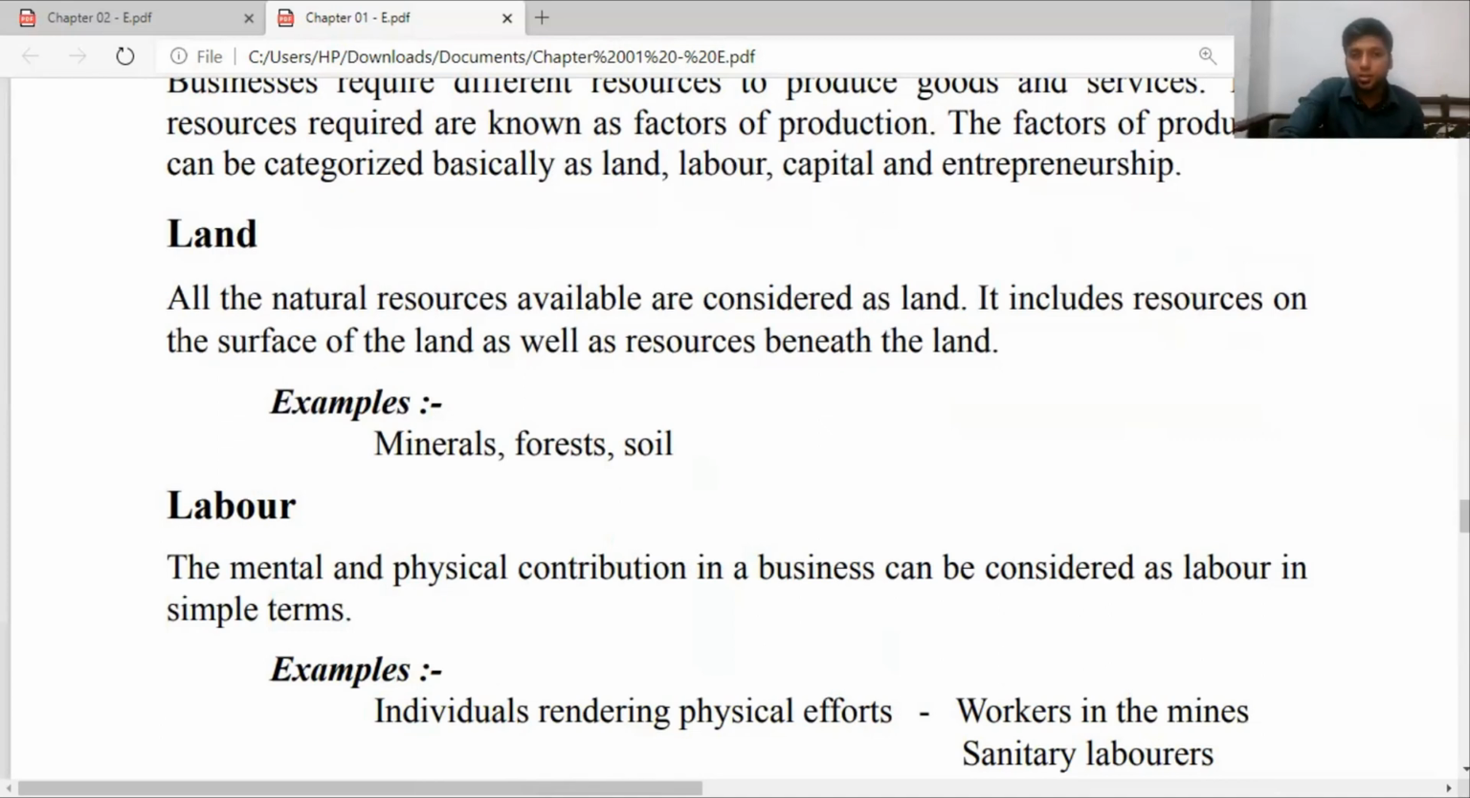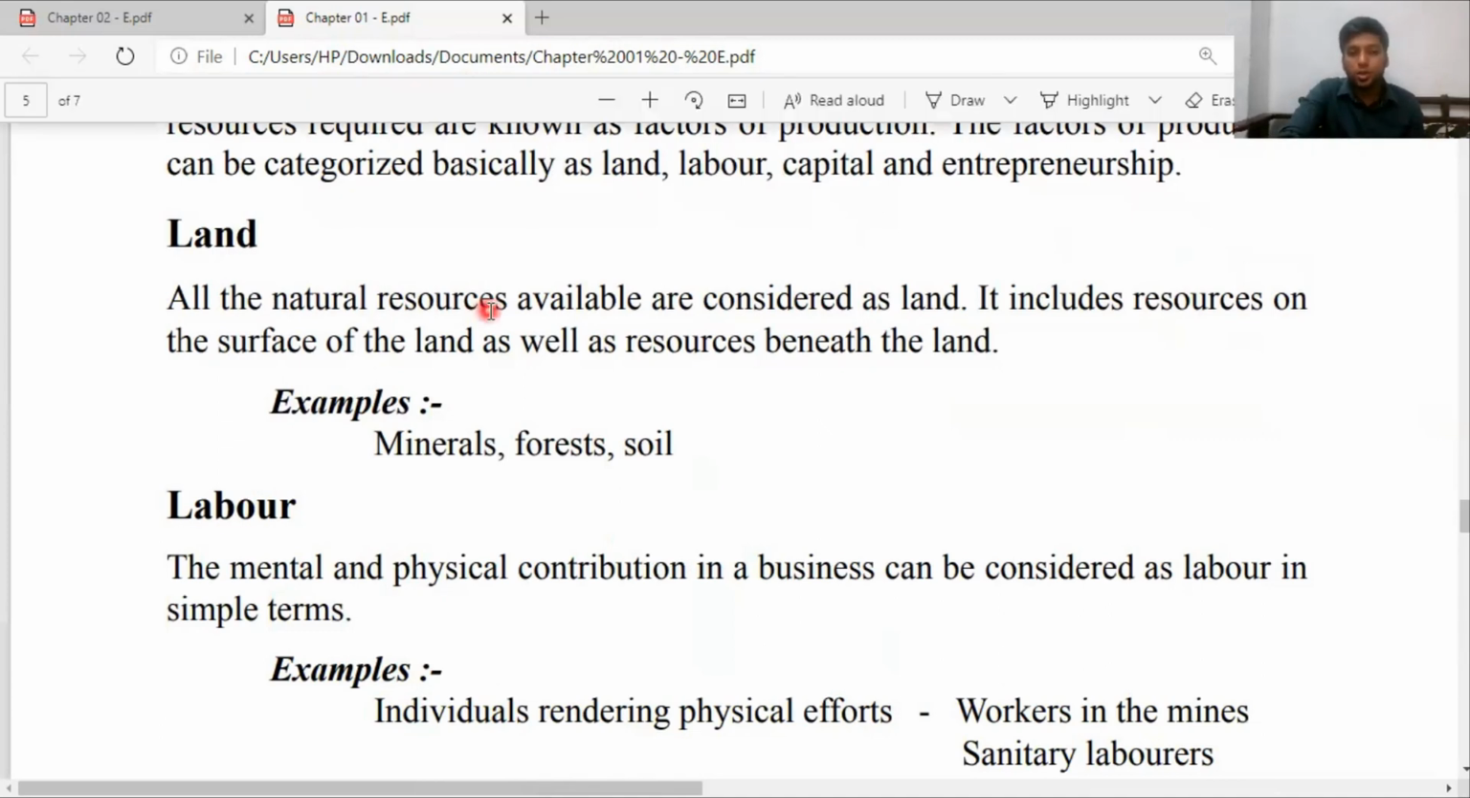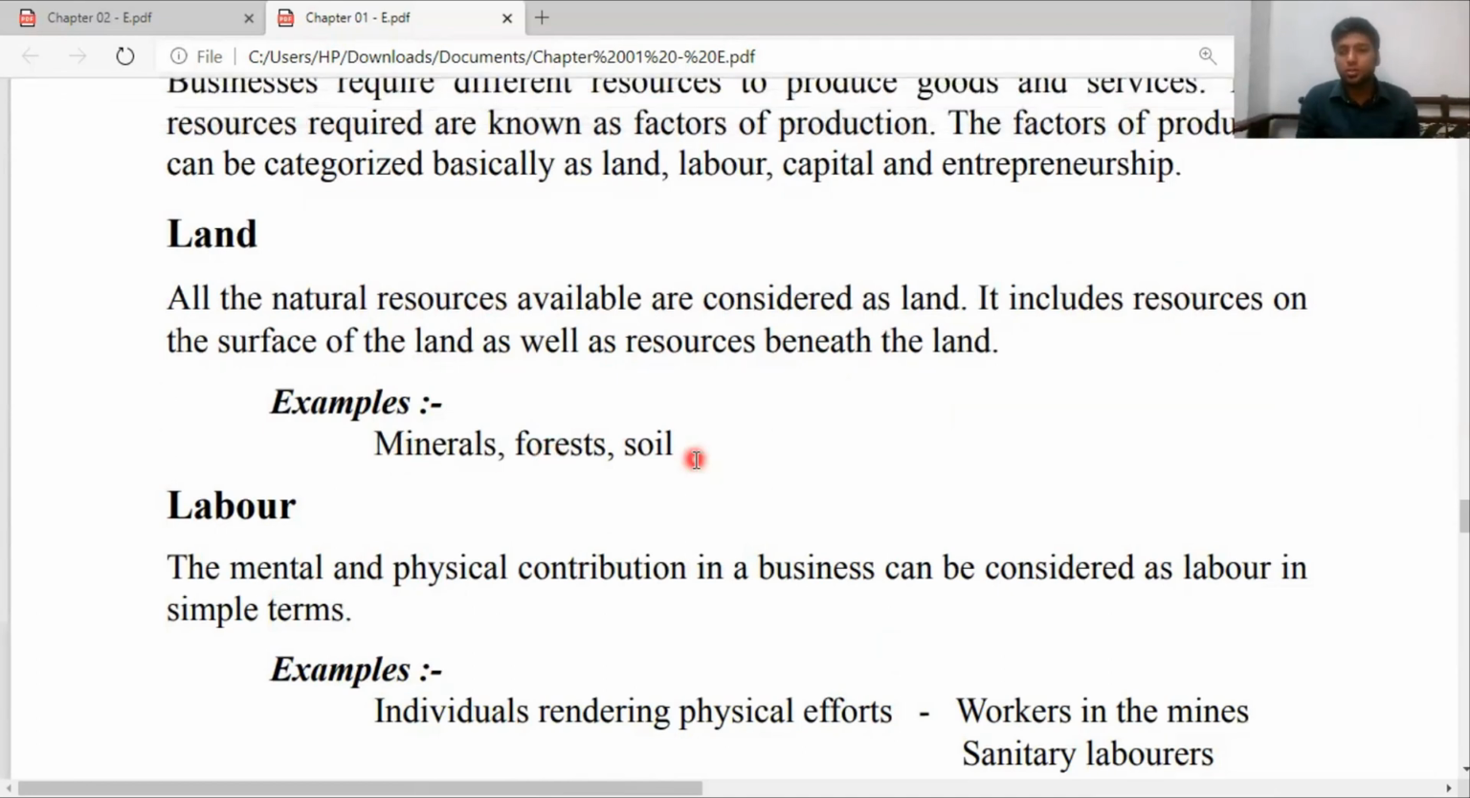Here, all the natural resources available are considered as land. It includes resources on the surface of the land as well as resources beneath the land: minerals, forest, soil. You can also say the gifts from nature are known as land. It's given freely to people, and minerals, forest, and soil are already there. So if you want to make use of it, we can get it easily. But today you can't simply take land, even though it's free in nature.